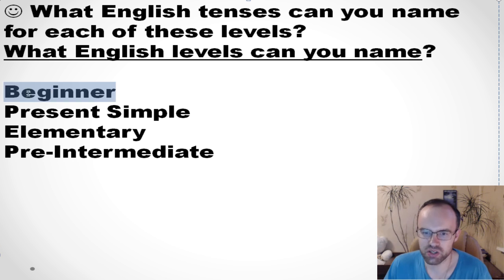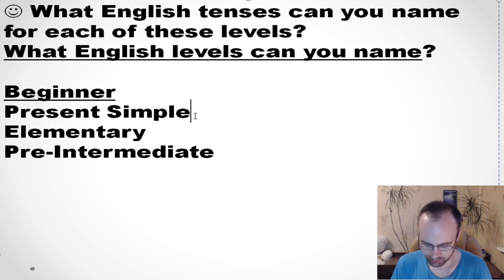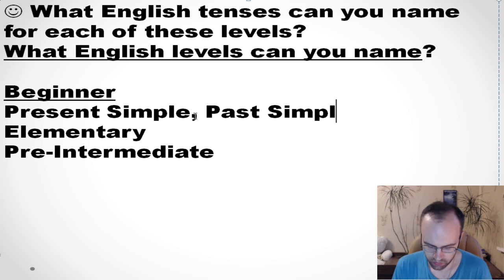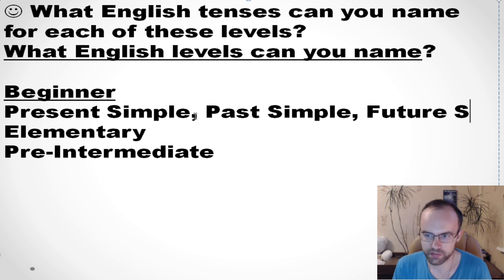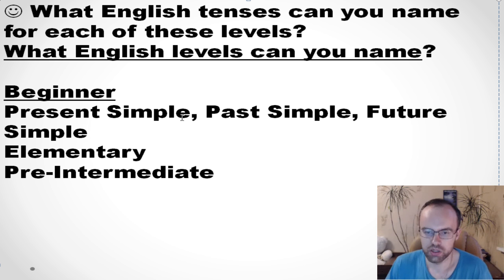Very good. So beginner, right. Present simple. What else? Past simple. And future simple. So, if you know these tenses, you can speak about the present, about the past, and about the future. Really, it's what you need. Okay?